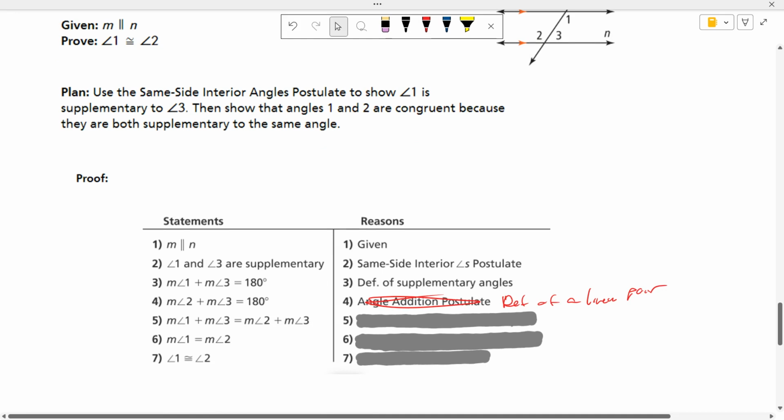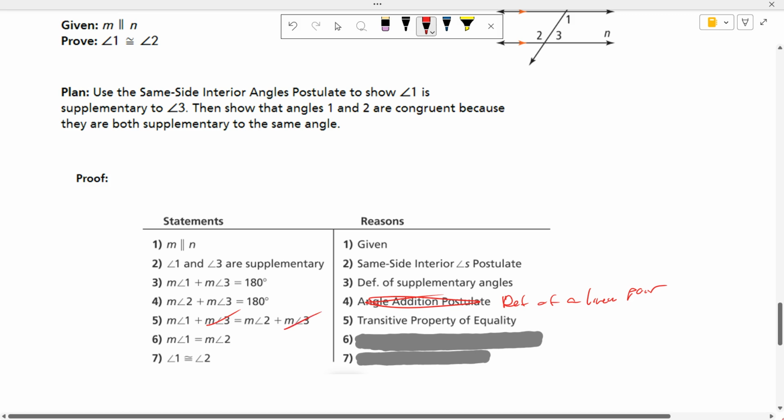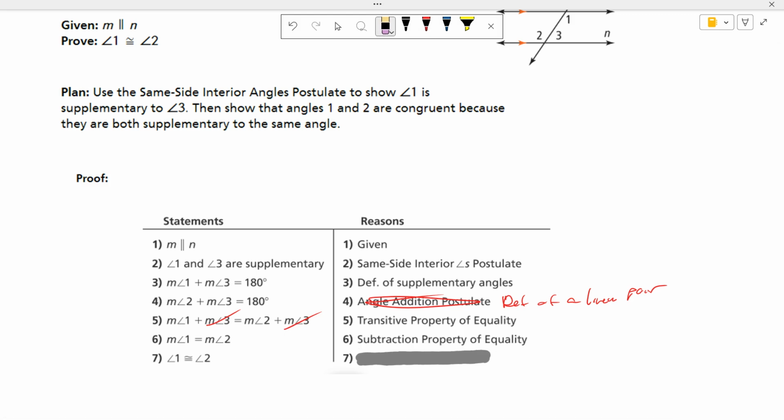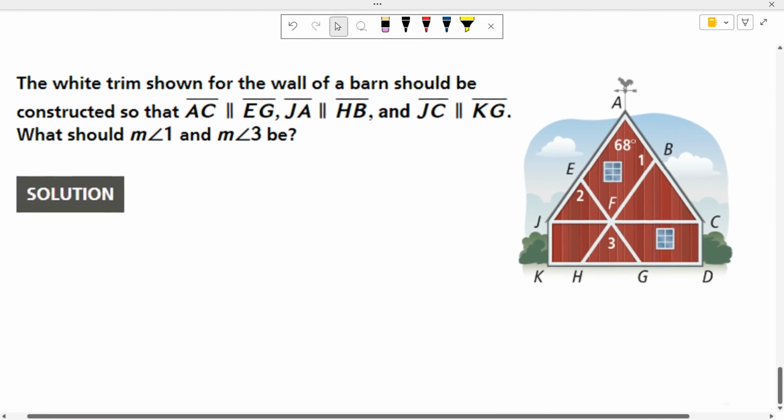Okay? Then, see how 1 and 3 equal 180, and 2 and 3 equal 180. So we replace 180 with 1 and 3. When you replace, it's called substitution or the transitive property. Then if we take away angle 3 from each side, we have 1 and 2. To take away is to do what in math? Subtract. And then, since the measure of angle 1 equals the measure of angle 2, they are congruent. That's the definition of congruence. When two things are equal, then they're congruent. Okay, that would be what a proof would look like there.